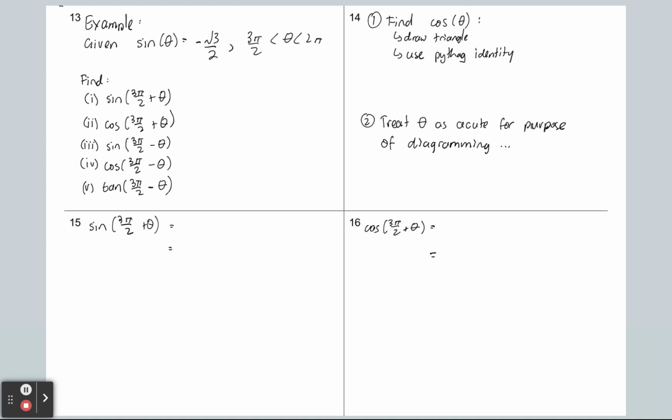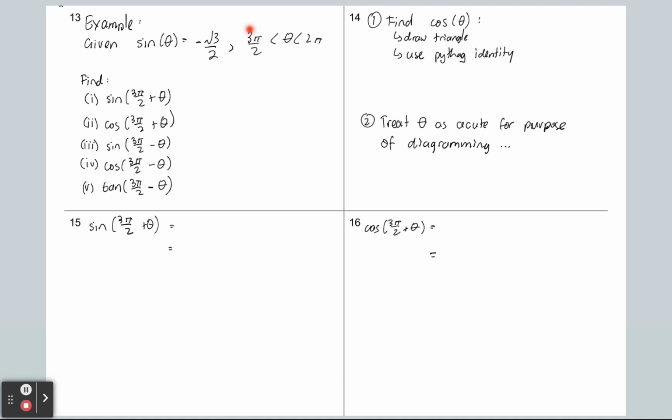The example is that given sine of theta equals negative root 3 on 2. And before I go any further here, as soon as you see this negative in front of the root 3 on 2, that should tell you which quadrant that theta is in. Slightly at least, anyway. It's got to be in quadrant 3 or quadrant 4. According to our CAST diagram, quadrant 3 and quadrant 4 is where sine has a negative value.